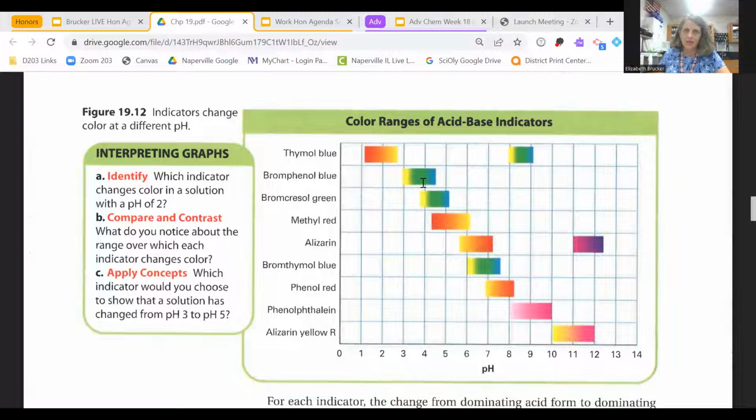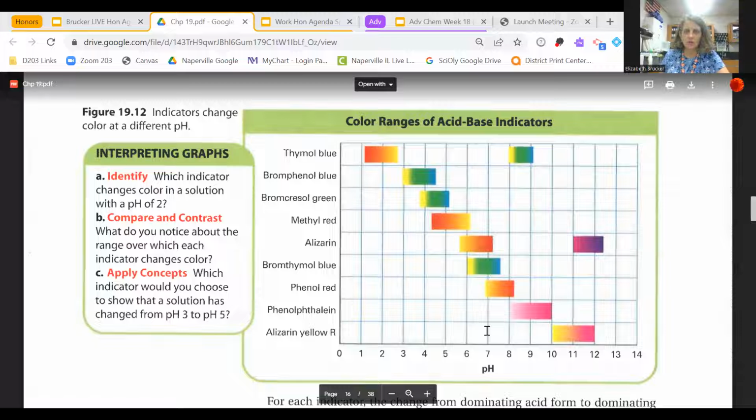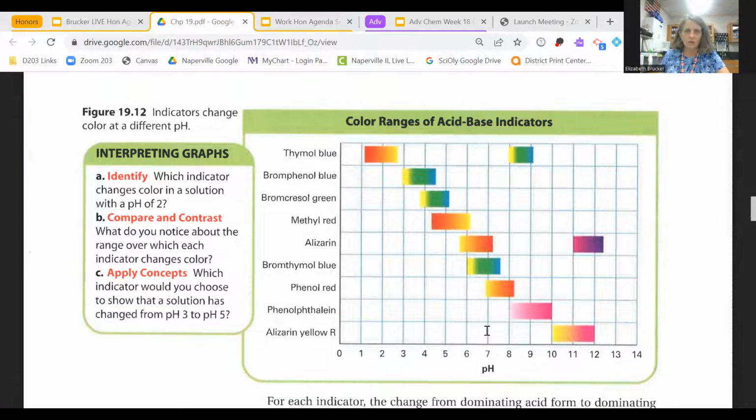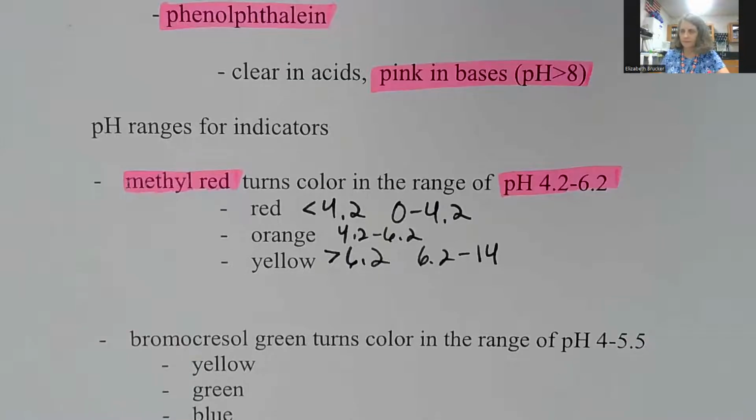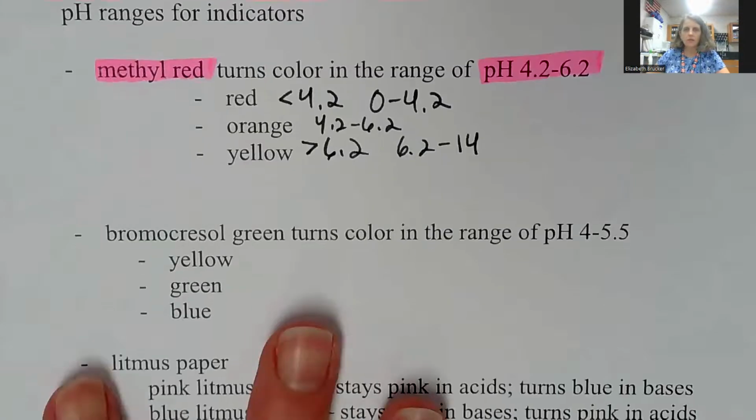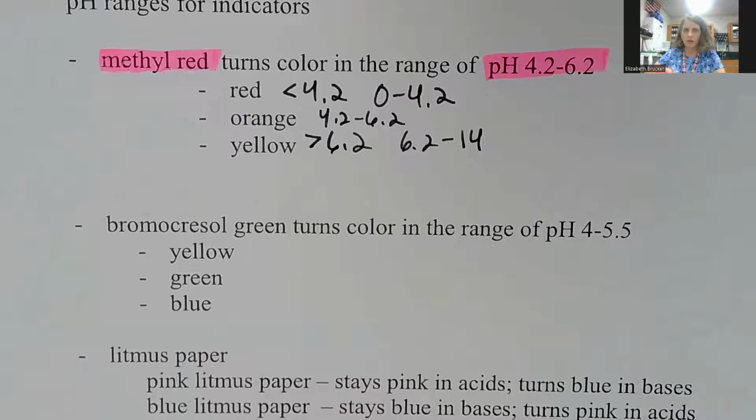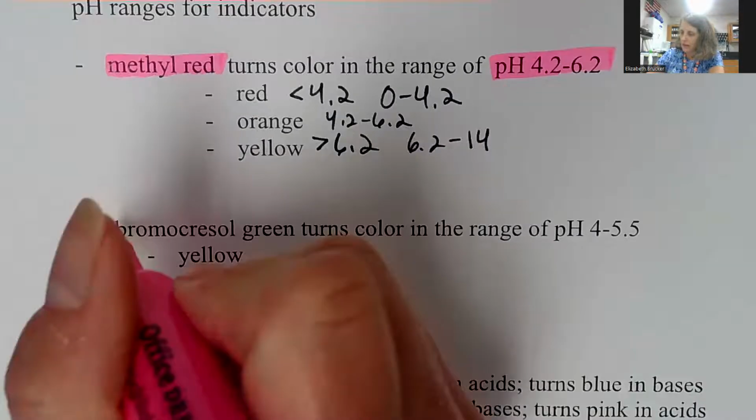These different indicators on this chart have different ranges where they turn color. So you could use a combination of these indicators to give you a better understanding of what the pH of the solution is. Let's go back to camera. Okay, so if we look at Bromocresol Green, it is another indicator.